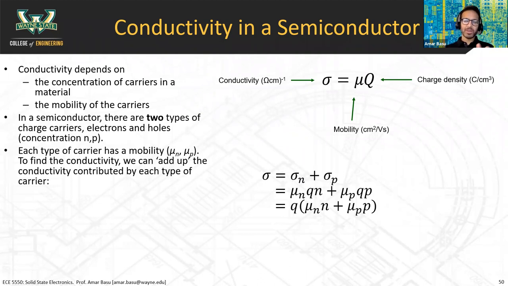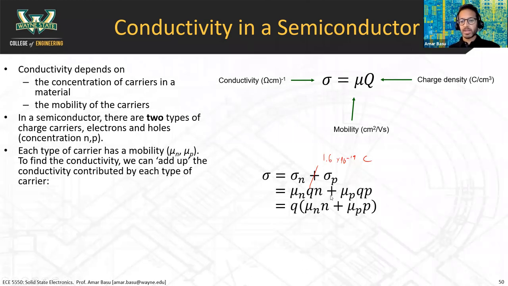There's some details I'm leaving out here, but trust me on that, it can be derived fairly simply. So the conductivity is equal to the conductivity due to electrons plus the conductivity due to holes. Each one prescribes to this formula here. The conductivity due to electrons is the mobility of electrons times Q times the concentration of electrons. Remember, Q here is 1.6 times 10 to the negative 19 coulombs. That's the amount of charge in one electron.